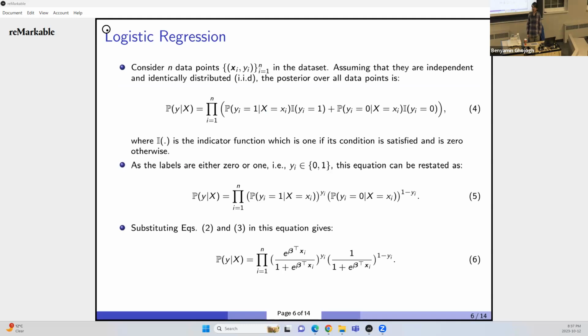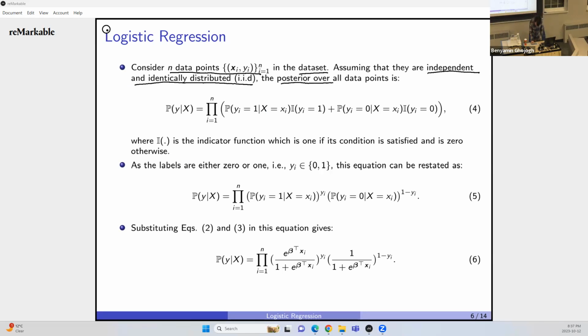Now let's see how we can train logistic regression. Consider n data points, x1 to xn, and their labels y1 to yn. In the data set, assume that they are independent and identically distributed, in short, IID. So they are independent and their distributions are the same.